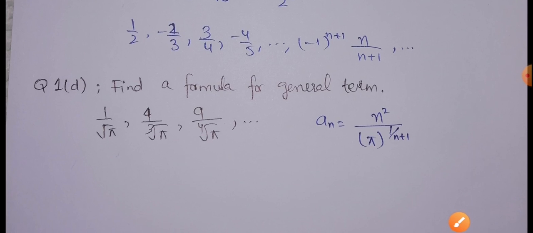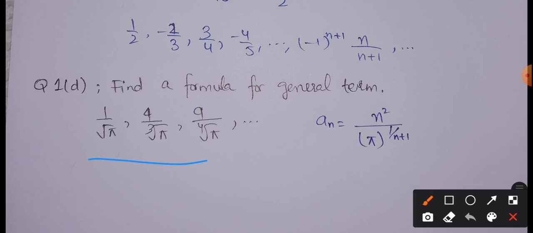Here we have the first question from the exercise: find a formula for the general term. A sequence is given to you and we have to find the general term. The sequence is given as 1 over square root of pi, 4 over cube root of pi, 9 over fourth root of pi and so on. At first you can see that for n is equal to 1 the numerator is 1, for n is equal to 2 the numerator is 4, for n is equal to 3 the numerator is 9. So it means that the numerator is simply n square.